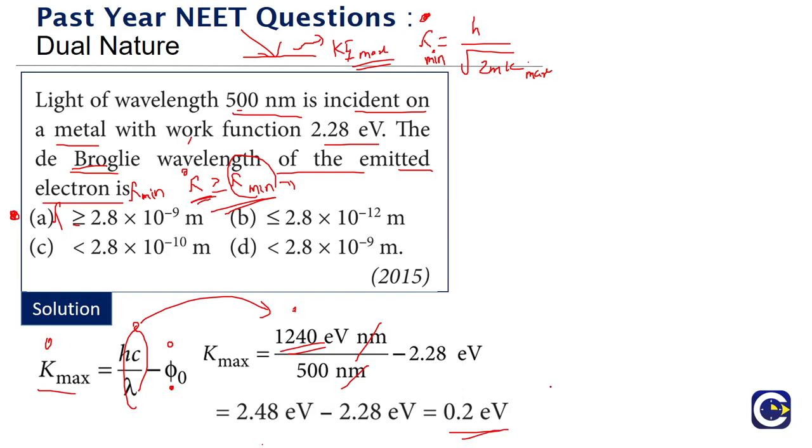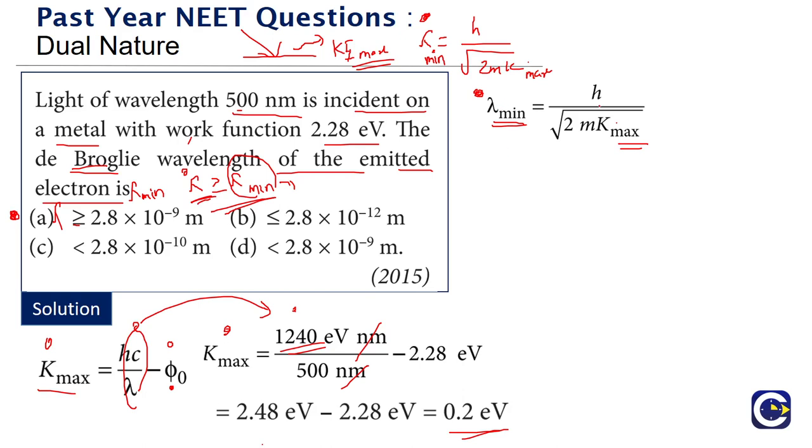One thing we must keep in mind: when we are trying to find the wavelength, look at the options. They are given in meters, so the final answer should be in the SI unit. Coming back to the earlier discussion, because this is K max, what is the lambda corresponding to K max? That will be the lambda minimum, because looking at the de Broglie wavelength formula, lambda equals h by root 2mK, when K is K max, the corresponding lambda will be lambda minimum.